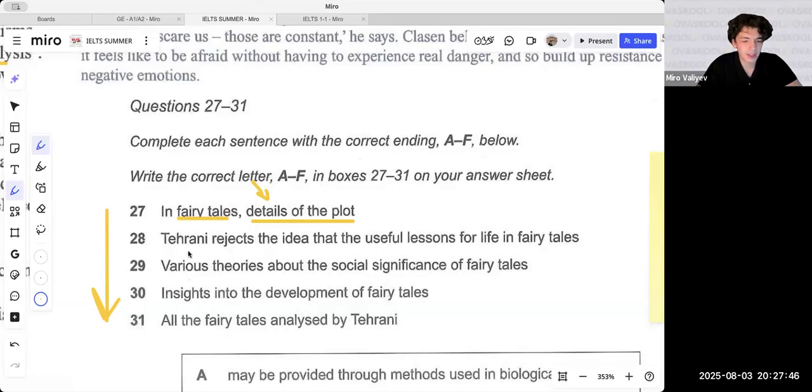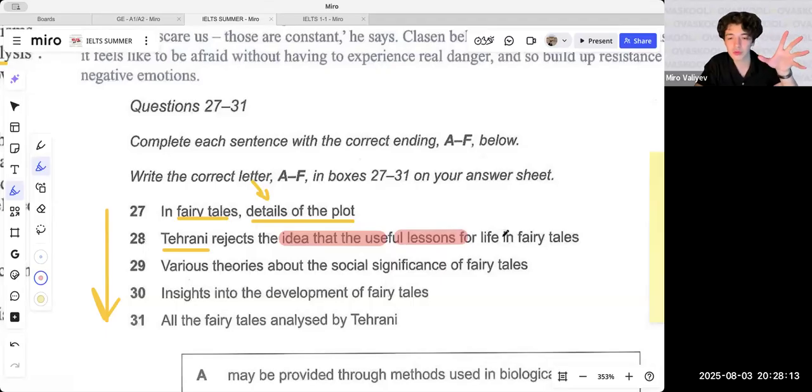fairy tales, yeah? Then Tehrani, again, we get this Tehrani guy. Tehrani rejects, so he kind of says no, right? So he rejects the idea that there are useful lessons for life in fairy tales. So you see, there is a certain idea that there are useful lessons in fairy tales, but he rejects it. He's like, no, these ideas are not useful, or maybe he'll say that something is wrong with those ideas, right? And he rejects that. So this is the important thing.